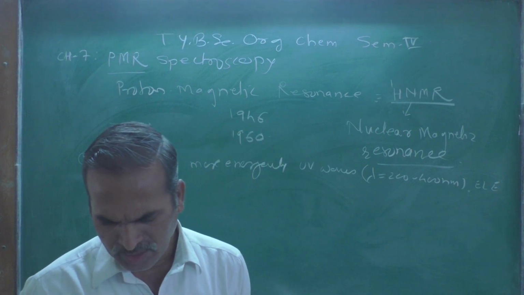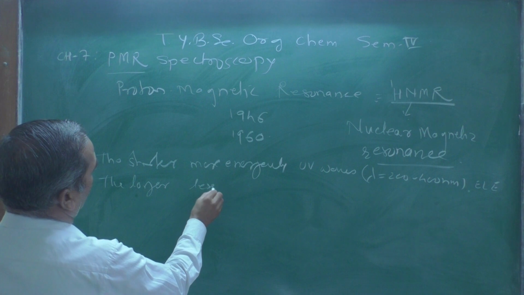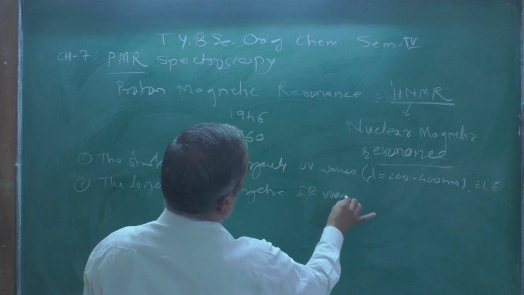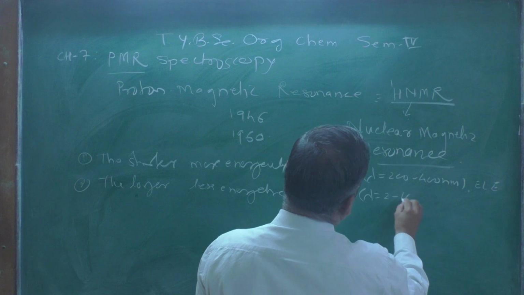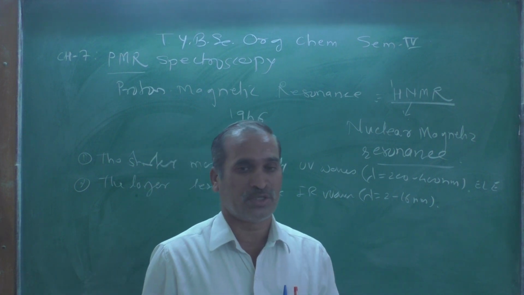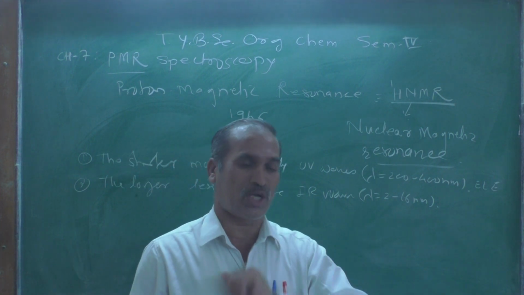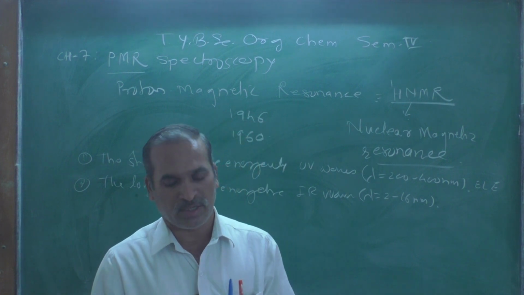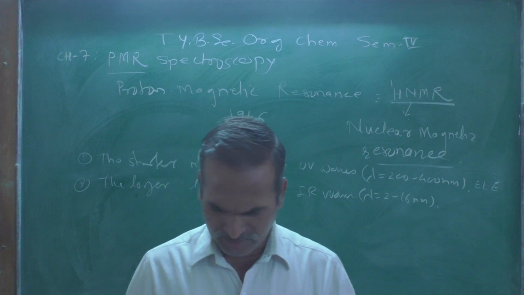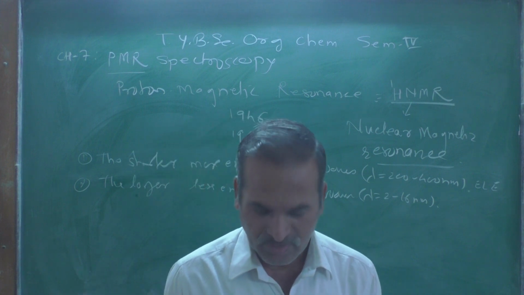Whereas the longer, less energetic IR waves, lambda equal to 2 to 16 nanometer, generate magnetic oscillation, for example mechanical oscillation, for example rotational, vibrational, in the molecule.